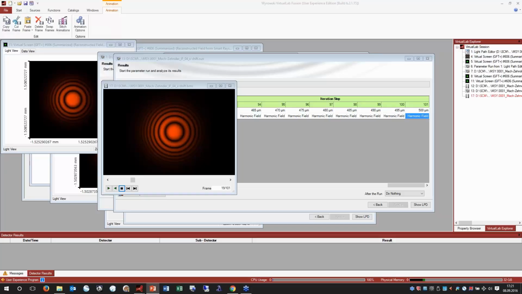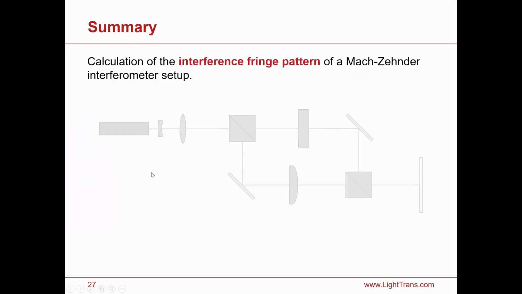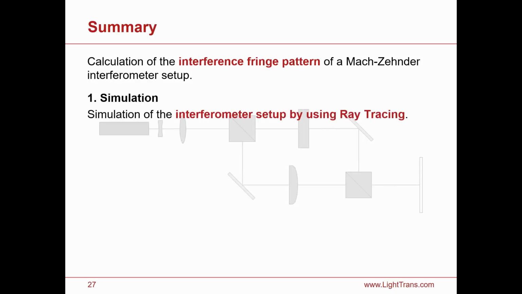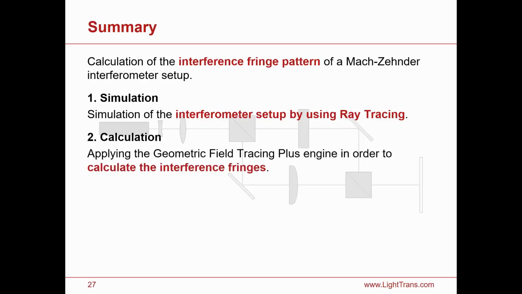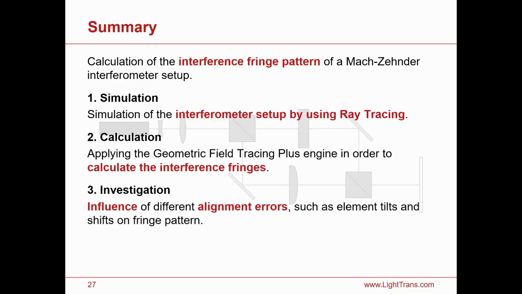Now to summarize the simulation of the Mach-Zehnder interferometer, you've seen we've calculated the interference pattern, and before we did this, I checked the light path of this setup by using ray tracing. Afterwards, we had to use field tracing to simulate the interference pattern and interference fringes, and then we were able to do some investigations like checking the influence of alignment errors, such as tilts and shifts of an element.